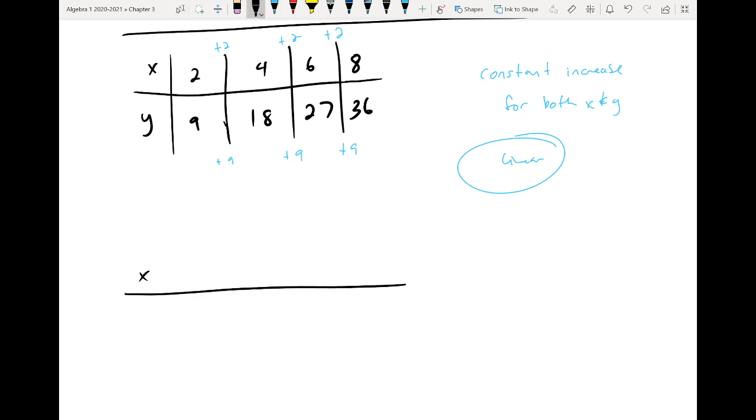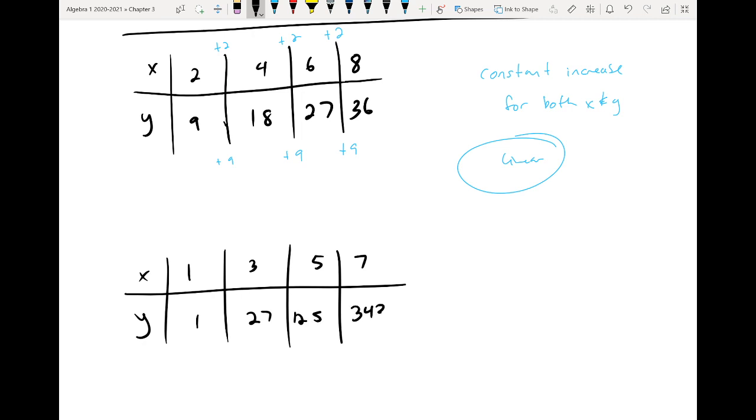Now let's take another look at another relation here. In this one, 1, 3, 5, 7 are the x's, and 1, 27, 125, and 343 are going to be our outputs. And you can already see up here in the x's, for that domain, we have constant increases. But check this out. Plus 26, right? The difference between 1 and 27. The difference between 125 and 27 is 98. Or the difference between 343 and 125 is 218.